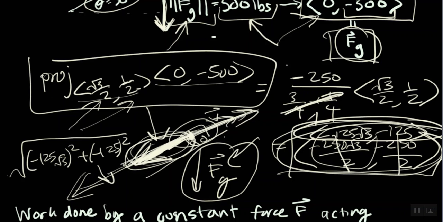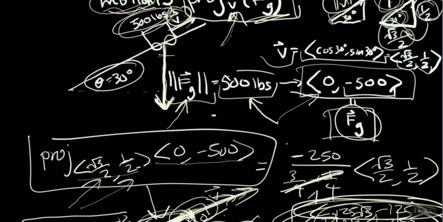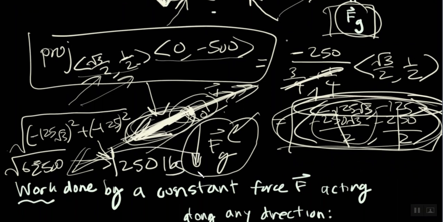And using a calculator, we get a pretty cool answer. So negative 125 times rad 3 squared plus negative 125 squared, and we end up getting the square root of 62,500. And guess what? The square root of that is going to be 250. And what are the units for force in this case? Well, we're given the weight in 500 pounds, which is the force due to gravity. So our answer should be in pounds. And that is the answer.